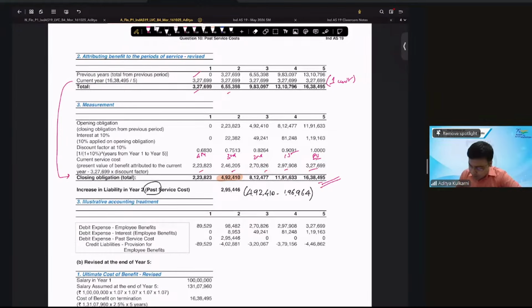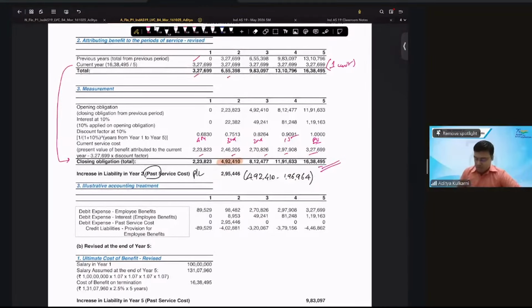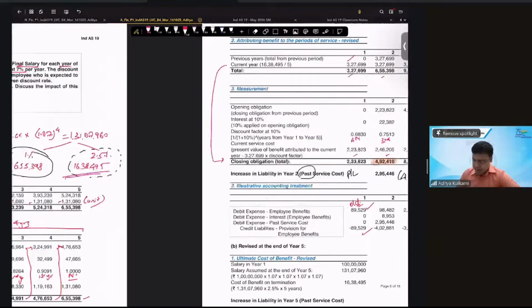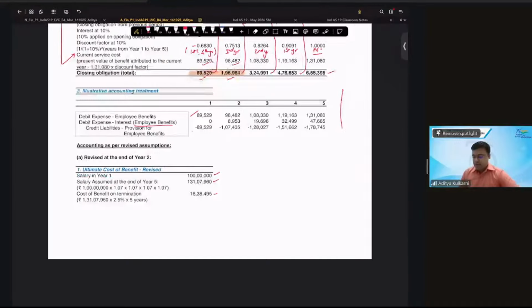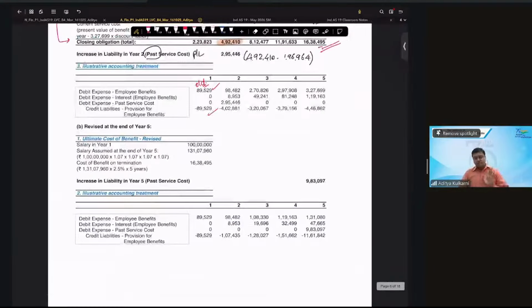This will always go to the P&L. Of course, if you are constructing something, if it is an item of capital expenditure, you can take it there. But mostly it hits your P&L. So in year 1, you would have passed the entry based on the old plan, 89,529. You remember 89,529. Year 1, you would have passed this.